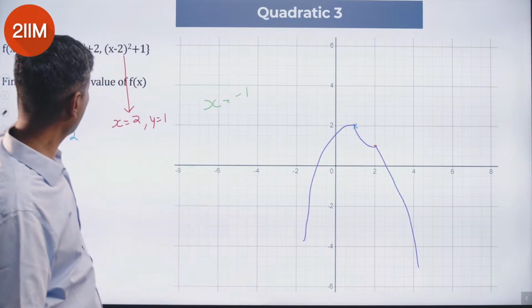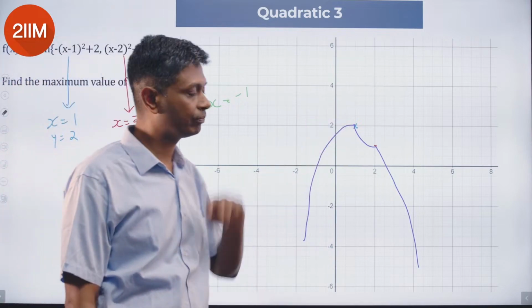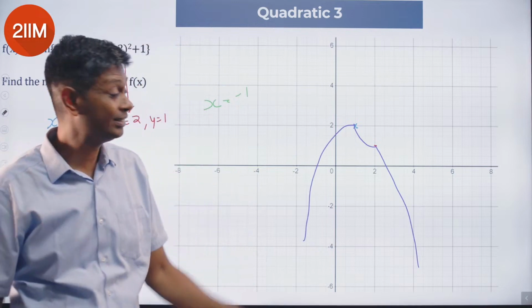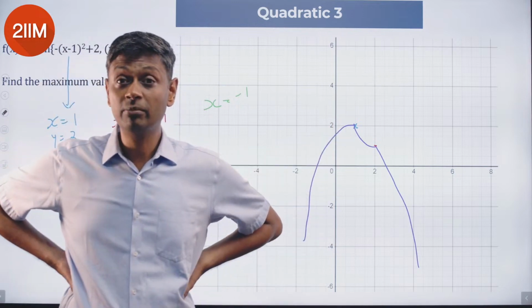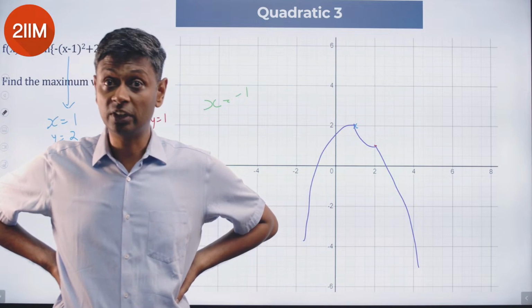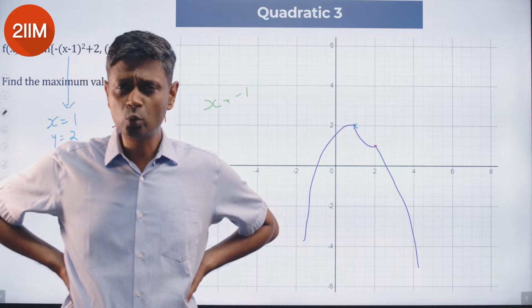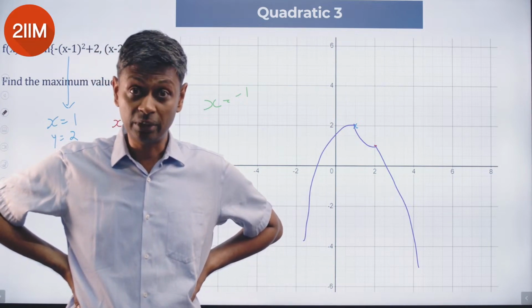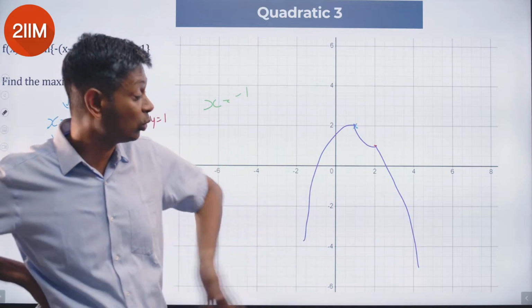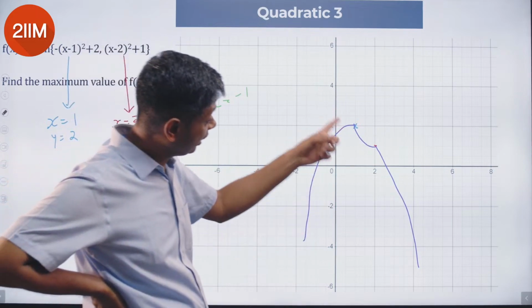Now I want the maximum value of x, which is this point. How do I find it? This point happens to be nothing but the point of intersection of my blue curve and red curve. So I'll find where the blue curve and red curve meet. Will I get only this point? No. I'll get this point and this point.